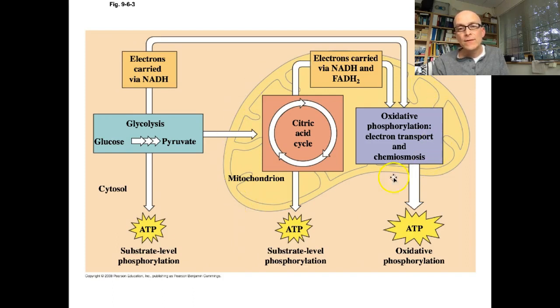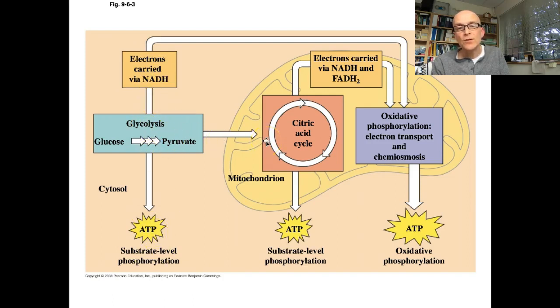So this is the mitochondrion. These steps all occur inside the mitochondrion. These steps out here occur in the cytoplasm. Right, so glycolysis from glucose to pyruvate, producing electron carriers via NADH, producing some ATP.